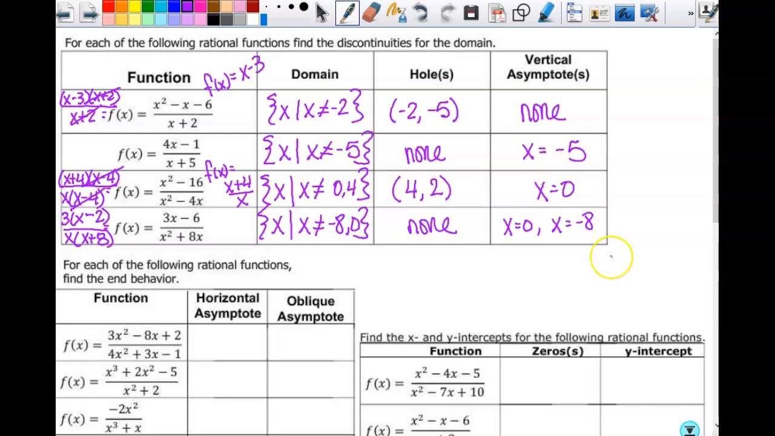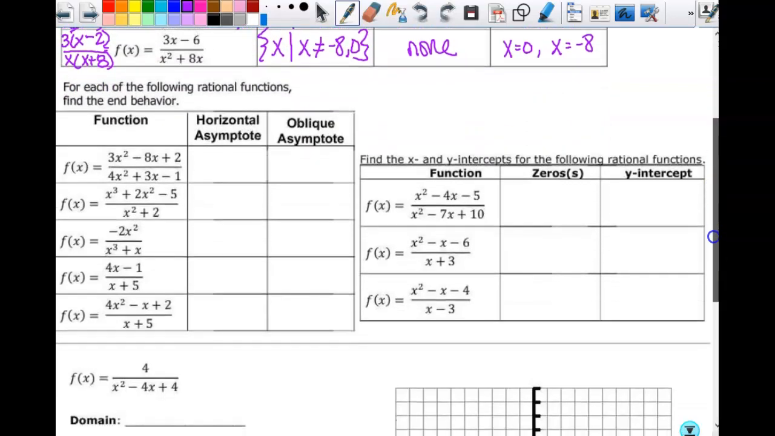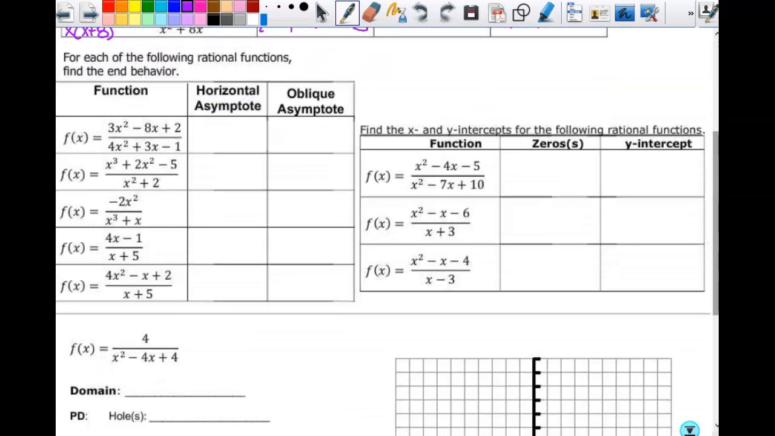All right, now this space over here I'm probably going to have to use to do some of this work. So for each of the following functions, we want to figure out if we have horizontal or oblique asymptotes. Remember, you cannot have both. So it's one or the other, or maybe it's none. The first thing I need to do is decide if it's top heavy, bottom heavy, or tied in degree. And this is tied in degree. So since it is tied in degree, I have a horizontal asymptote. That is the ratio of the leading coefficients. And then this is a none.